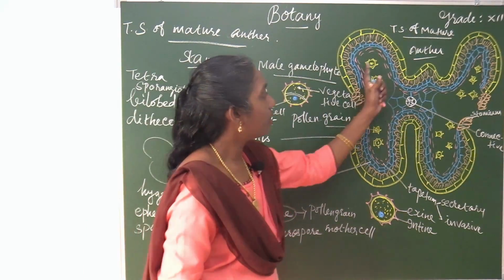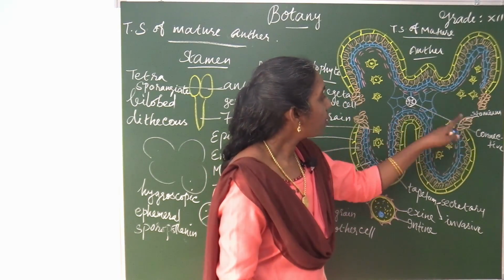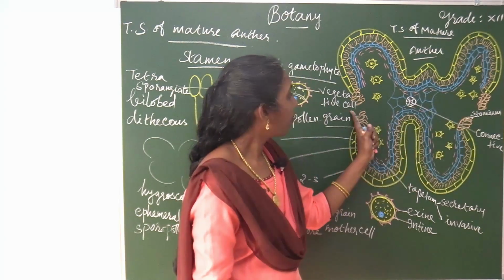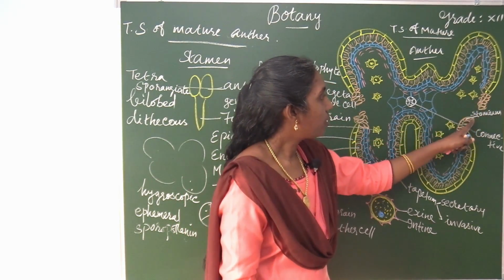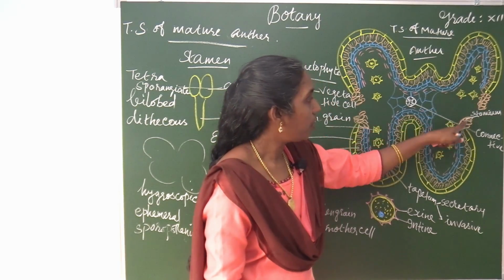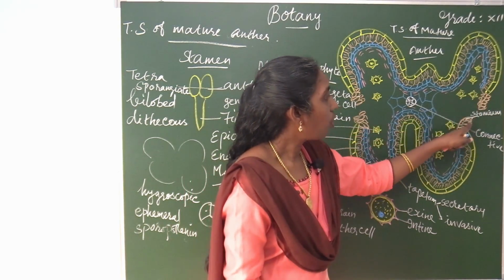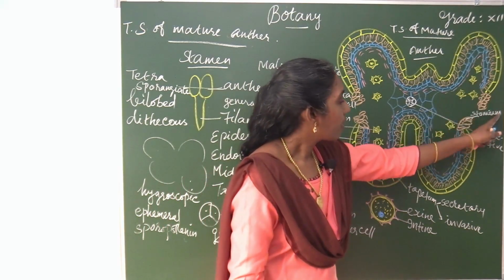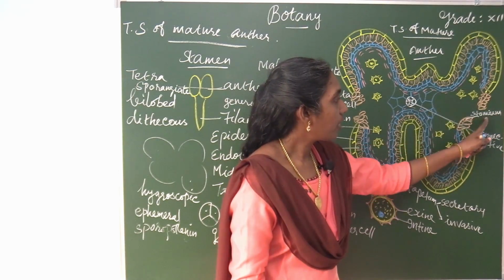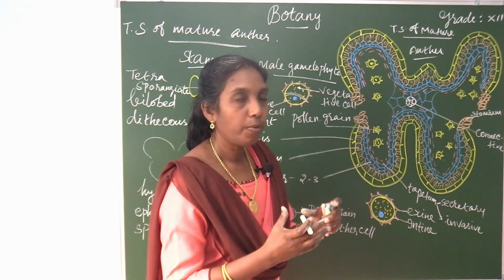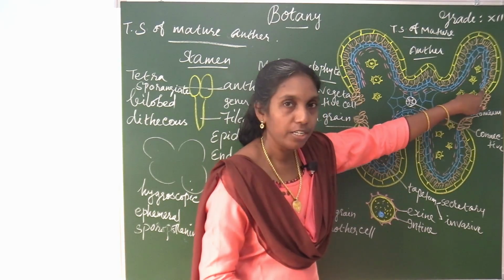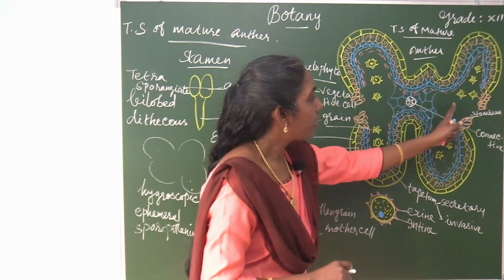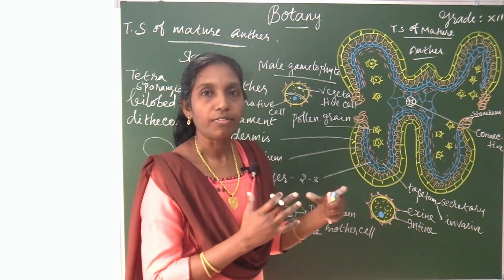How is it liberated? When you look at the diagram again, there are four lobes, and at the junction of each lobe there is a region not interrupted by the endothecium. This contains a typical structure called the stomium. The stomium and the hygroscopic nature of the endothecium help the dispersal of pollen grains. That is the function of the stomium.